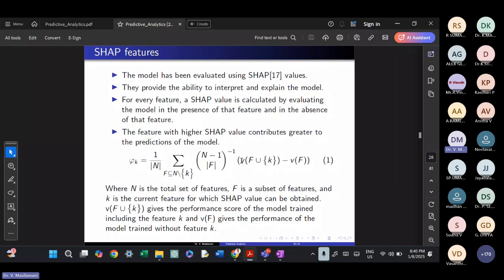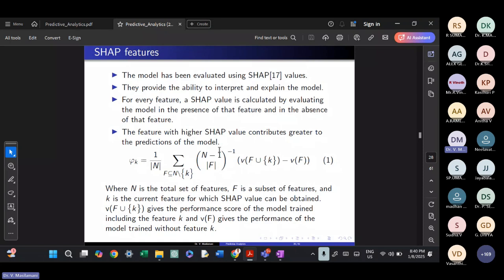Take the model performance for the feature set F along with K, take the model performance for F alone, which does not include K, and find the difference between the model performances. If the difference is more, then you can say that including the feature K is more important. If the difference is less, then you can just drop K; K is not that important. So this difference is basically quantifying the importance of adding the feature K, or the importance of feature K in the feature vector.